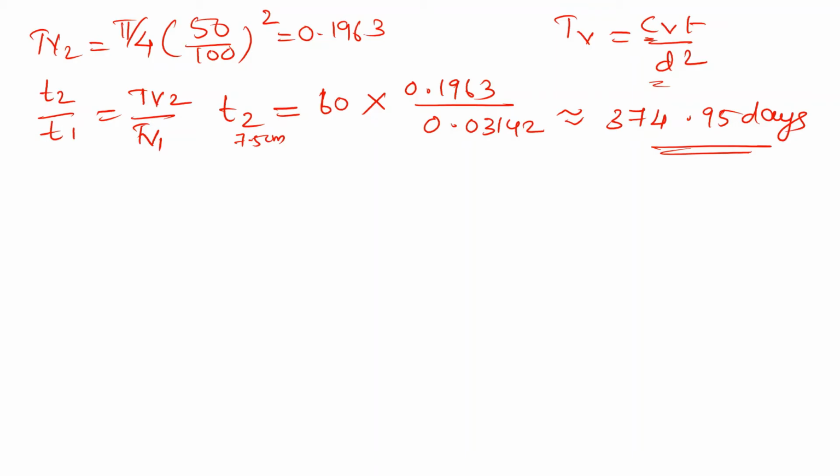First we calculated the degree of consolidation corresponding to each settlement, and then using the equation of time factor we calculated the value of time factor. Here we know the sample is same, so the coefficient of consolidation and D value is same. Using that condition we form a relation between time and time factor. From that we calculated the time corresponding to 7.5 centimeter settlement.